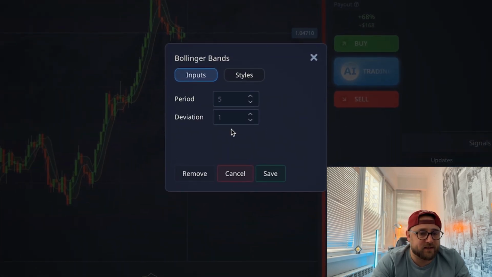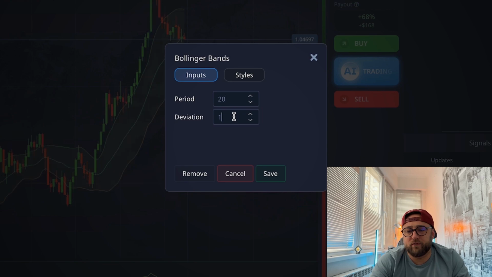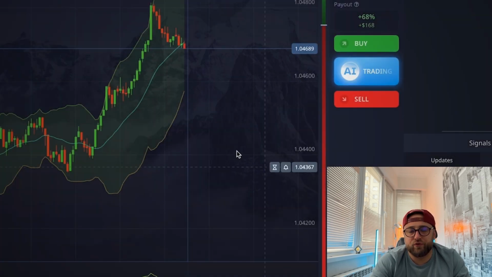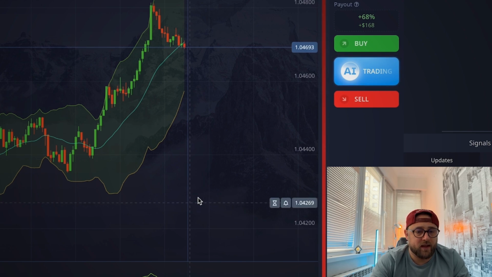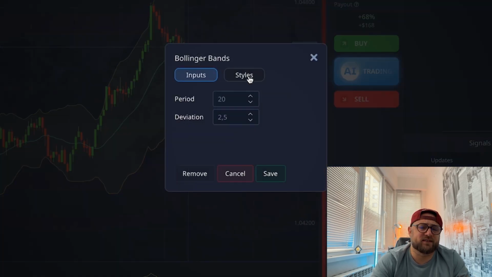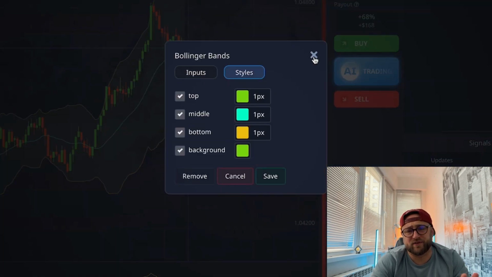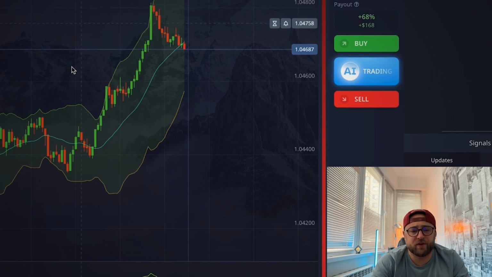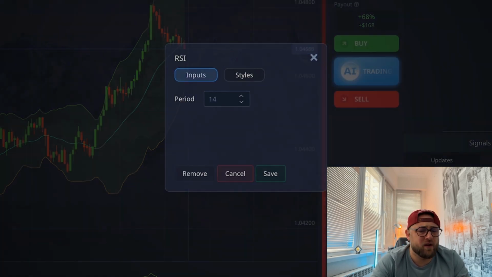Let's make the settings. Let's start with Bollinger Bands. I'm changing the period from 5 to 20 and setting the deviation to 2.5. That gives us a smoother view of price extremes, much better for clean reversals. I'm keeping the default colors, no need to tweak those for now.